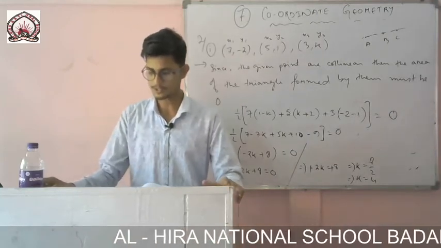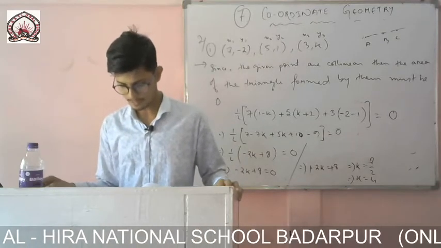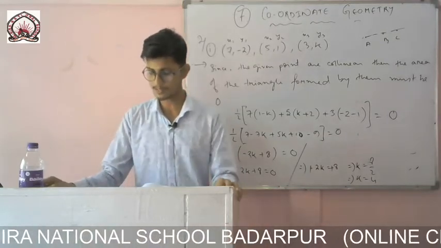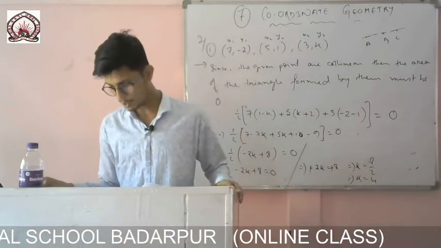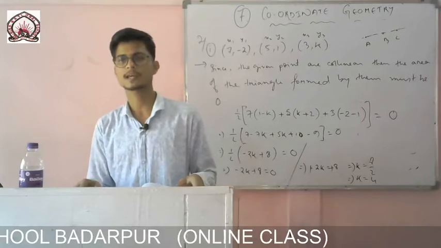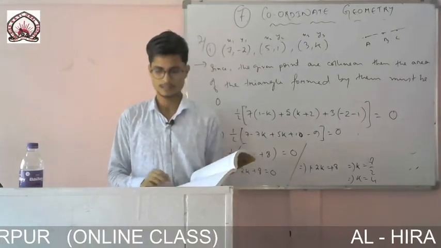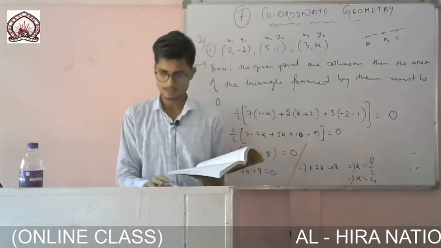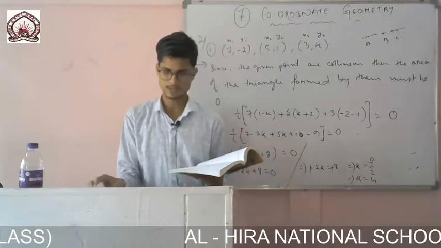Find the area of the triangle formed by joining the midpoints of the sides of the triangle whose 3 vertices are given, the 3 points of the triangle. So find the ratio of the area of the given triangle. First of all we will find the area of this triangle, then I will find the area of the triangle which is formed if I join the midpoints.